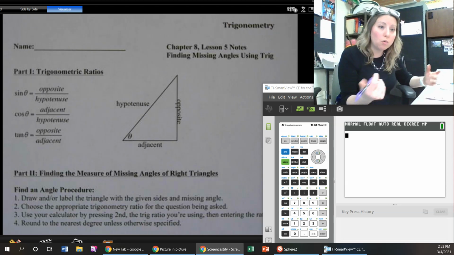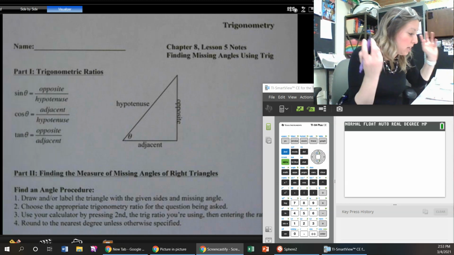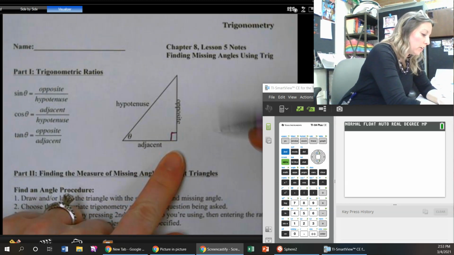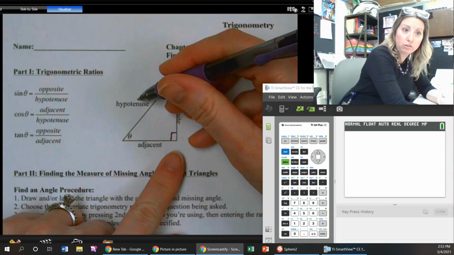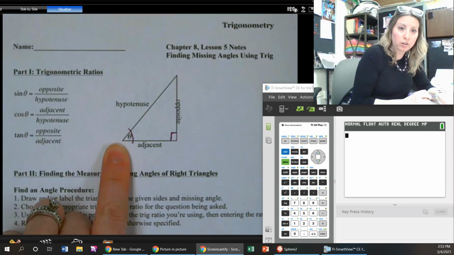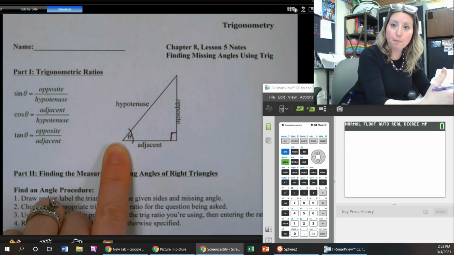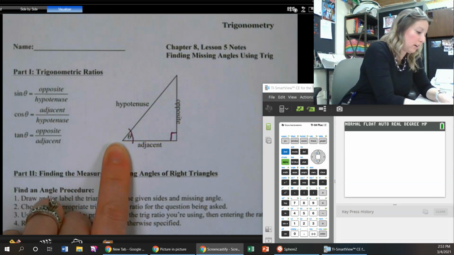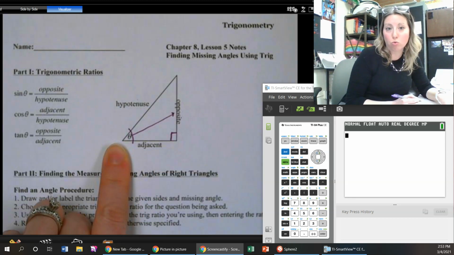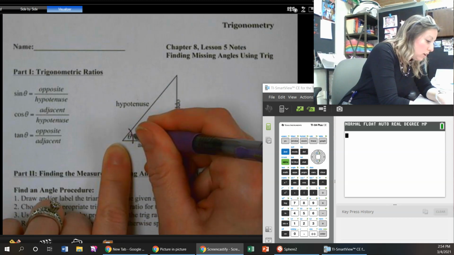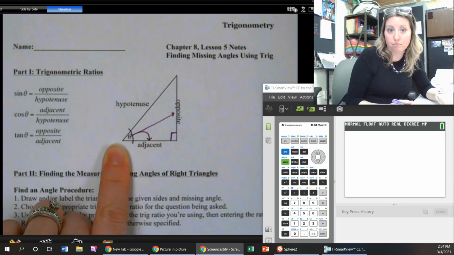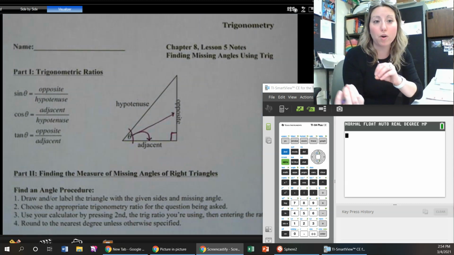Okay. So, what we need to remind ourselves about is when you have a right triangle, the side across from the right angle is your hypotenuse. And the angle in question determines where the opposite side is or the adjacent side. From the angle in question, the opposite side is all the way across the right triangle, and the adjacent side is right next to the angle in question. Okay, so that's how you know where those belong.